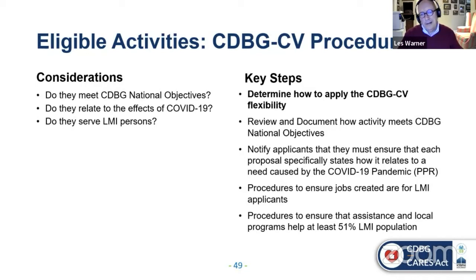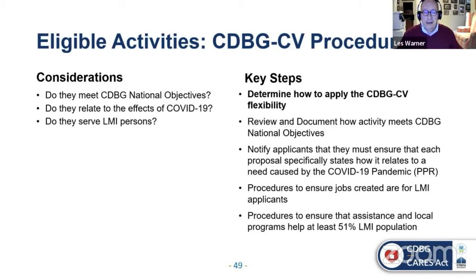So within our policies and procedures, we need to think about where we have some additional flexibility that has changed some of those requirements. We may need to update those sections. Also thinking about what your process is going to be for reviewing and documenting whether that project is going to meet or has met that national objective.